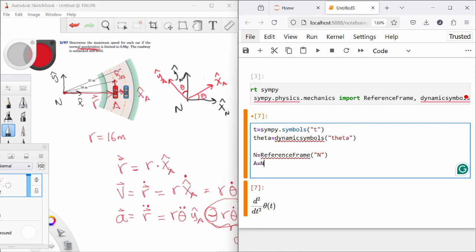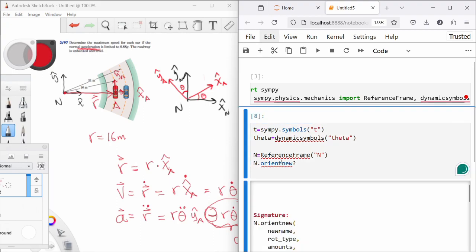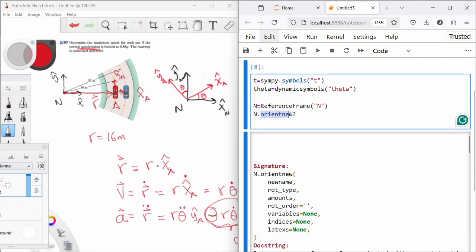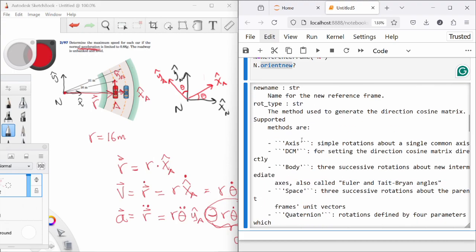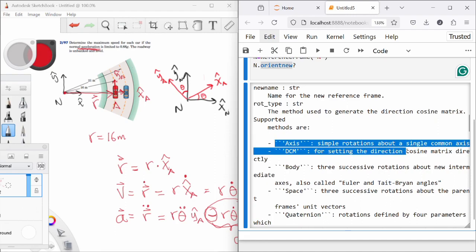So we define this one with respect to N. Let's first check the signature of the function orientNew that allows us to define a frame with respect to another frame. So we have orientNew, the new name, so that will be the name of the new frame, that's A. Then the rotation type, how we are defining the rotation. There are different options. We will always use the one called axis, which is a simple rotation about a single axis.